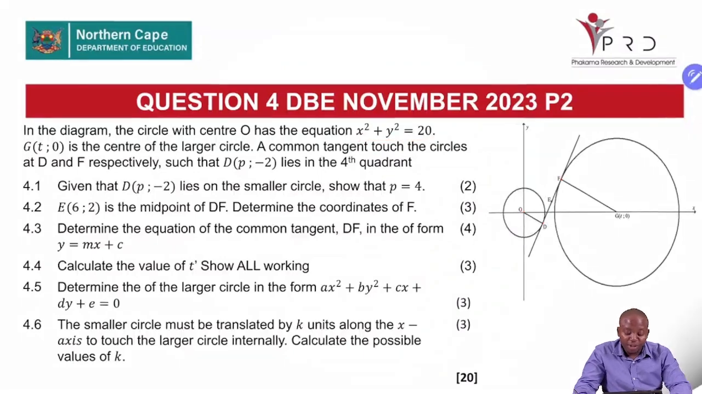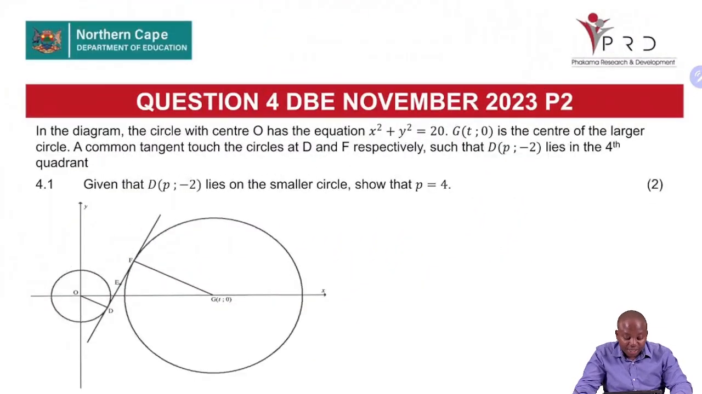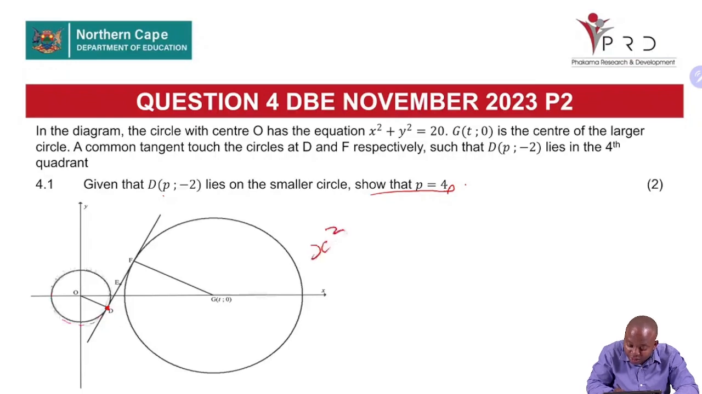Now let us calculate. Let's look at 4.1. 4.1 says, given that D is (P, -2), lying on the small circle, show that P is equal to 4. So it is lying on the small circle. What can we say? We know that the small circle is x squared plus y squared equals 20.